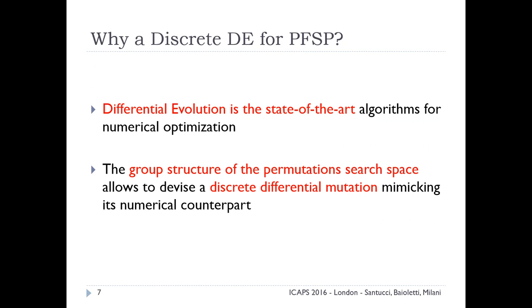Okay, why do we want to apply this algorithm to permutation flowshop scheduling? Because differential evolution is the state of the art in numerical optimization. Maybe it's the same also in combinatorial optimization. And because we want to exploit an idea, which I show you later, of the group structure on the permutation space.